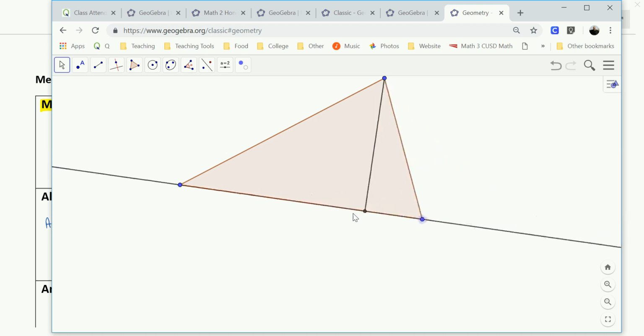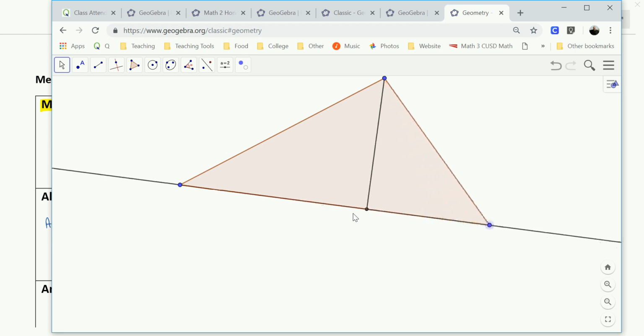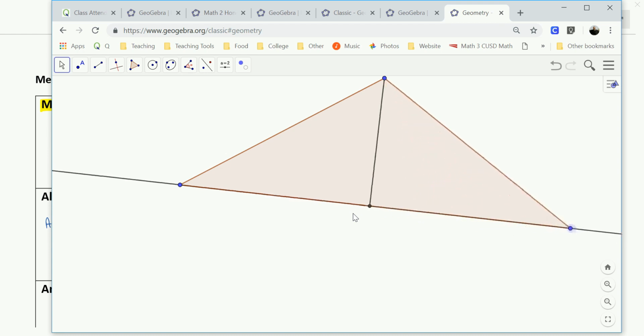Does an altitude have to be a median? No. Could an altitude be a median? Yes. If the altitude is a median, what kind of triangle are we going to have? Isosceles. Right. And you can prove that, because this would be congruent to this. These two would be 90. This would be congruent to itself, so angle side angle. And then we can say this is congruent to this, and we've got a nice isosceles triangle. Okay. All right.